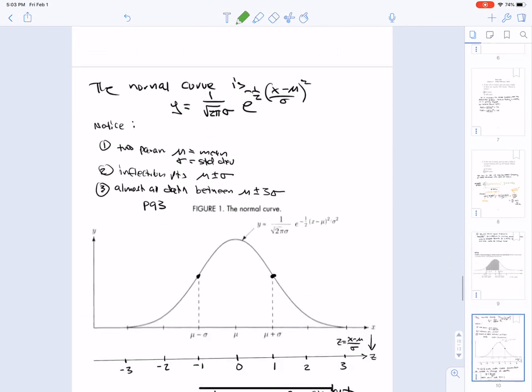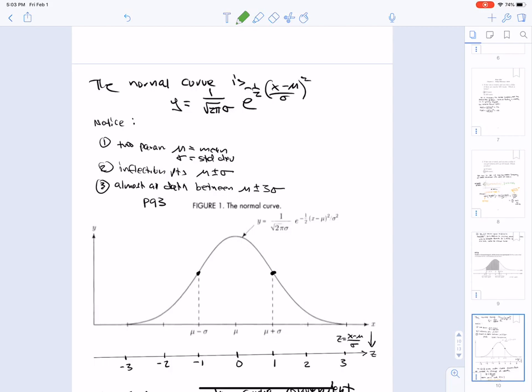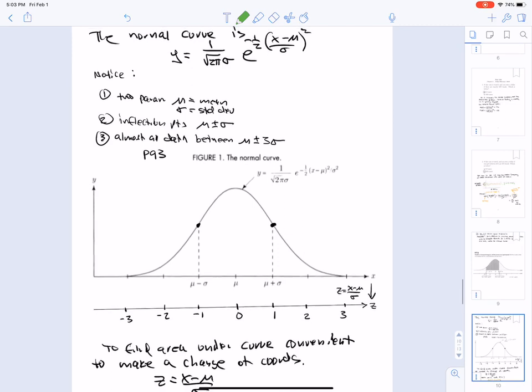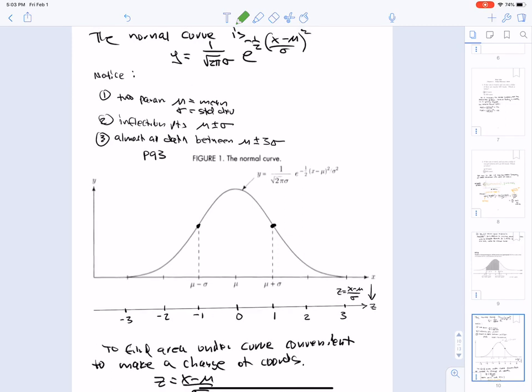So the normal curve has this formula, and the important thing about this formula is that it has two parameters: mu, the mean, and sigma, the standard deviation. Using some calculus, you can show that it has two inflection points at mu plus or minus sigma, and almost all the data is between mu plus or minus 3 sigma.